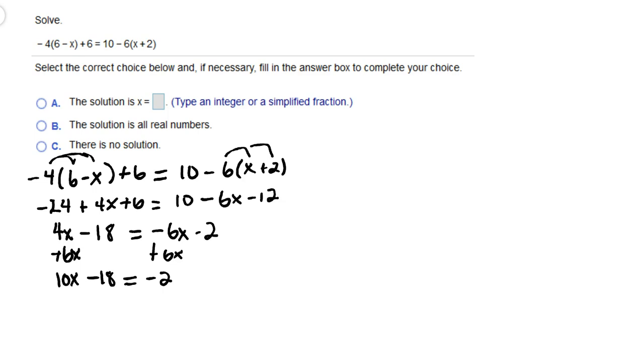And once I have all the x's on the same side, I want to get x by itself. I'm going to add 18 to both sides. That gives me 10x equals 16. Divide both sides by 10. I can reduce 16 over 10 to be 8 over 5. So the solution is 8/5.